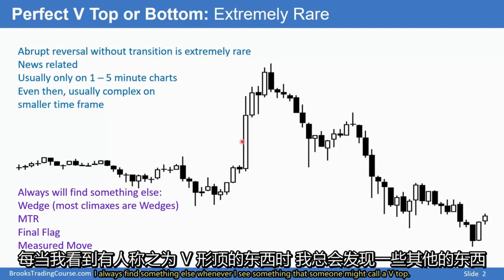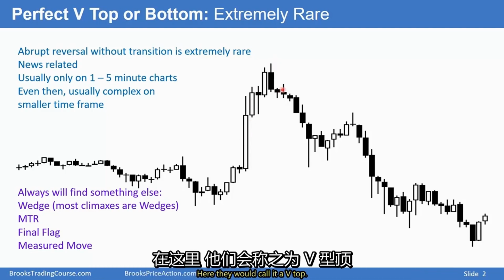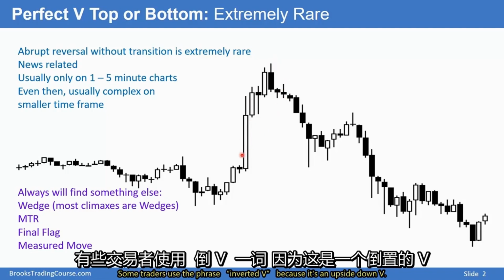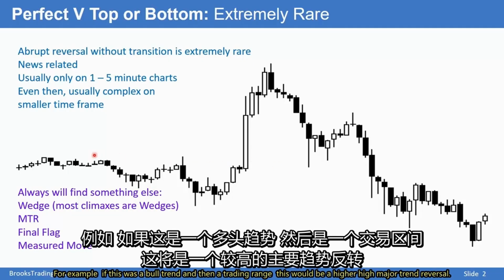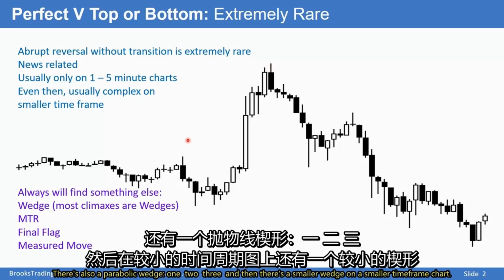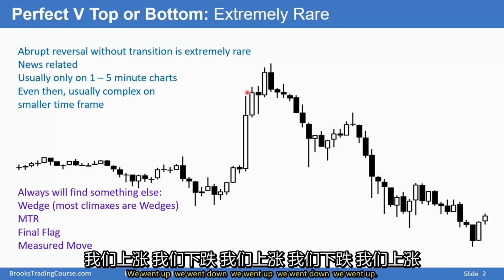Whenever I see something that someone might call a V-top, here they would call it a V-top. Some traders use the phrase inverted V because it's an upside down V. I always know there's something else and I always look for something else. For example, if this was a bull trend and then a trading range, this would be a higher high major trend reversal. There's also a parabolic wedge, 1, 2, 3, and then there's a smaller wedge on a smaller time frame chart. We went up, we went down, we went up, we went down, we went up.